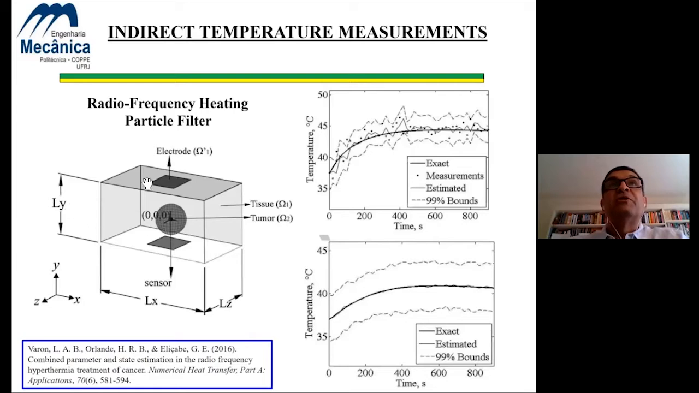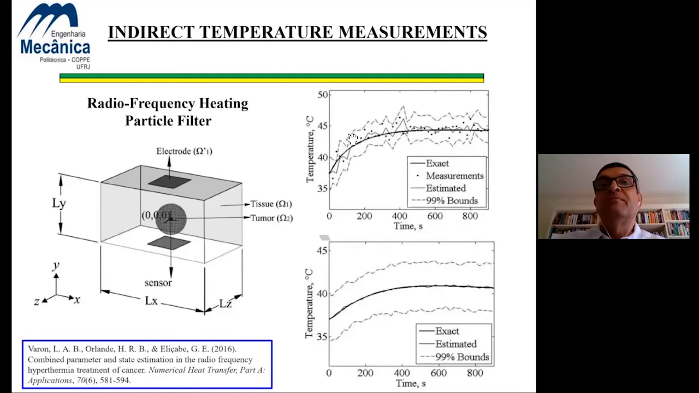In this example, a sphere containing nanoparticles mimics a tumor inside a healthy tissue. The tumor is heated by radio frequency, which is imposed by electrodes on the surface of the region. The transient temperature field in the whole region is recovered by solving a state estimation problem with the particle filter, by using the measurements of one single temperature sensor located inside the tumor.